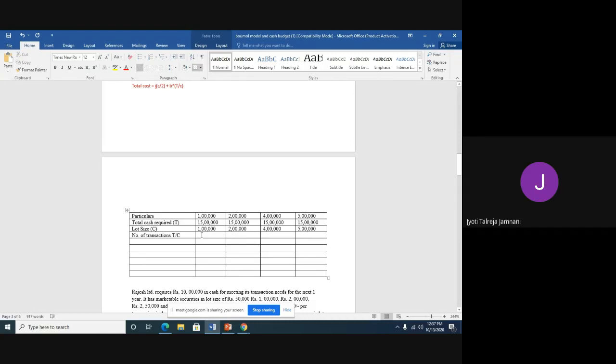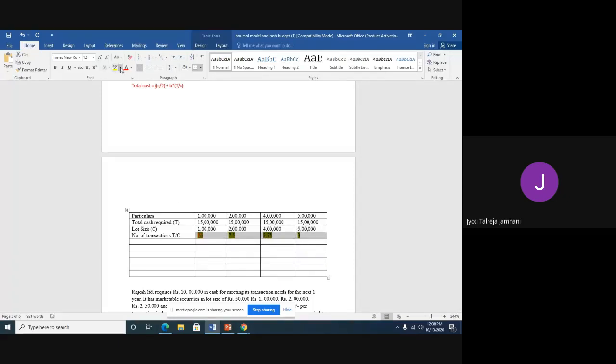Can anybody tell me how much we will get? 15. Correct. Next, 15 lakh divided by 2 lakh. 7.5. 7.5 transactions. Next, 15 lakh divided by 4 lakh. 3.75. 3.75 transactions. And then 15 lakh divided by 5 lakh. 3. So we get 3 transactions. So this is how we get the number of transactions.